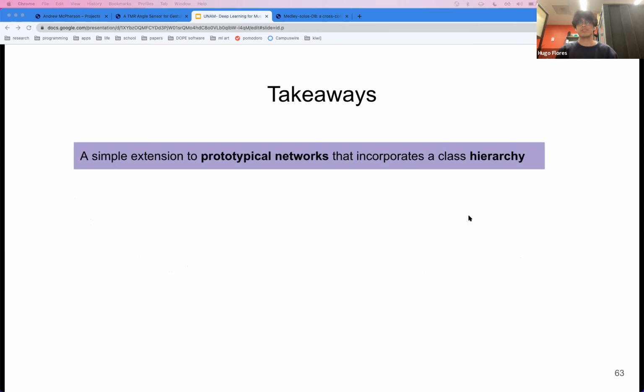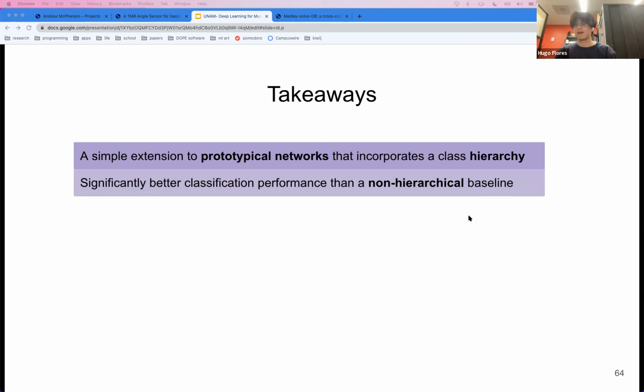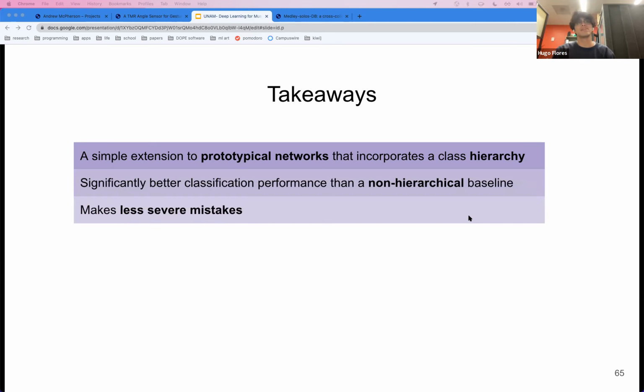So just to wrap this project up, I talked about an extension to prototypical networks for few-shot learning that incorporates a hierarchy so that we can use it with musical instruments. Our model does much better at classifying instruments when compared to the non-hierarchical baseline. It also makes less severe mistakes, which means that it's less likely to confuse a guitar for a flute, and more likely to confuse a guitar for another stringed instrument, like a ukulele.